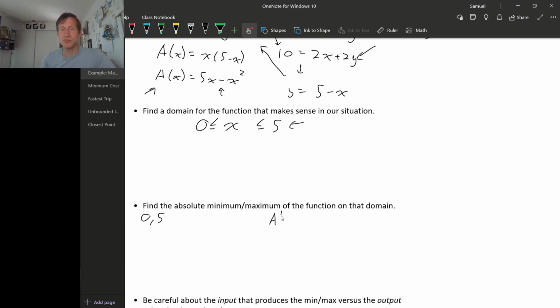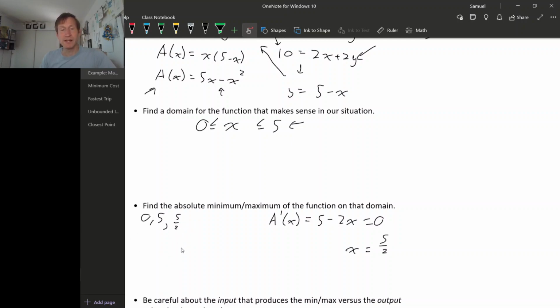So we need to take a derivative of the function we're trying to maximize, and the derivative is 5 minus 2x. This derivative is defined everywhere, so we don't get any critical points coming from places where the derivative is undefined. So we only have to worry about places where the derivative is 0. So set this equal to 0 and solve, and you get x is 5 halves. And so our other possible maximum is at 5 halves.